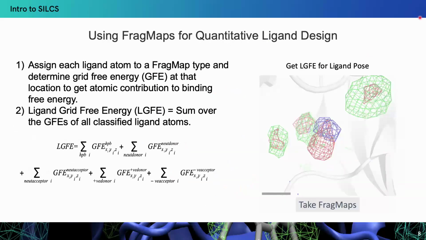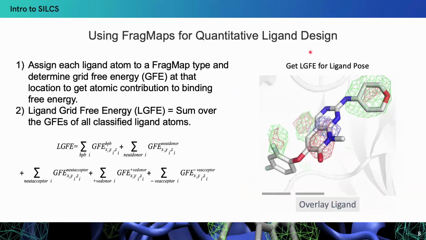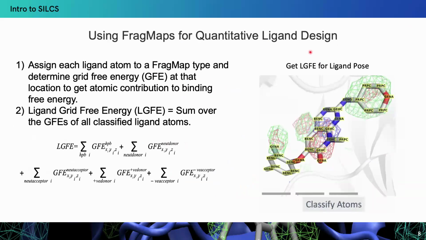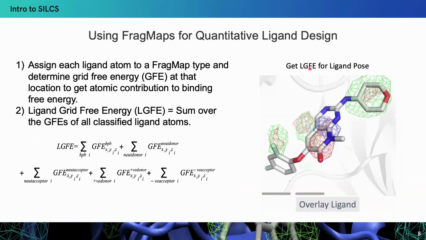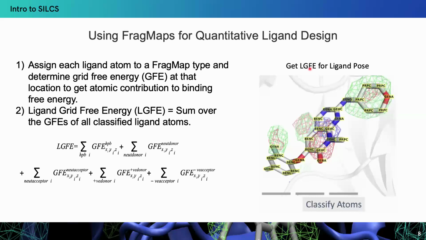Now, to use frag maps in a quantitative way, we first take the ligand pose and overlay it in the field of frag maps. We then take each ligand atom and assign a frag map type to it. Then, based on the location of the atom and the grid free energy at that location, we can get an atomic contribution to the ligand's energetic favorability.